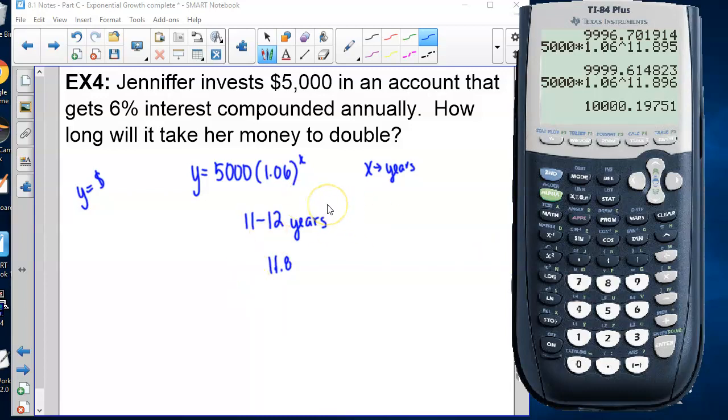Most of the time, a general idea is going to be good enough for us. When you get to Math 3 and learn how to do logarithms, then you can find the exact answer. But we'll just say 11 to 12 is good enough.